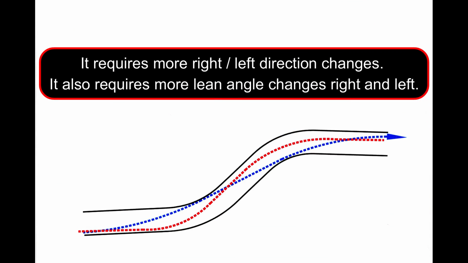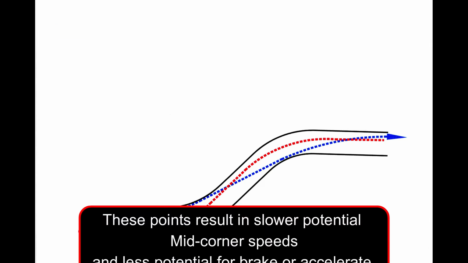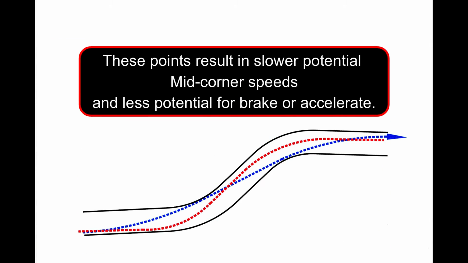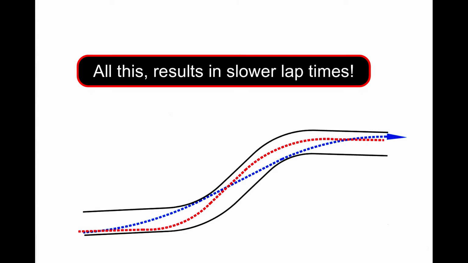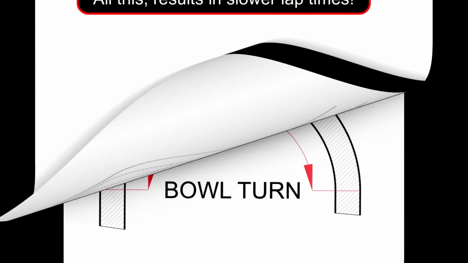Also, it requires more right and left hand direction changes. It also requires more lean angle changes right and left than the simple blue line. Once again, these points result in a slower potential mid-corner speed and less potential for brake or acceleration into and out of the S's. All this results in a slower lap time.